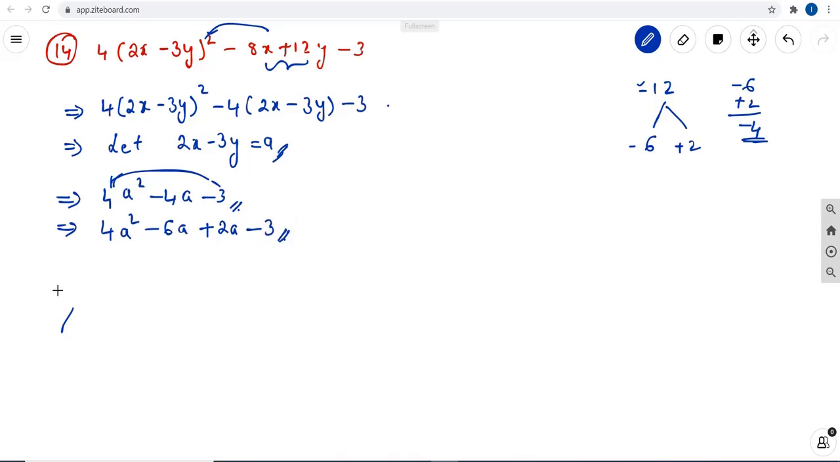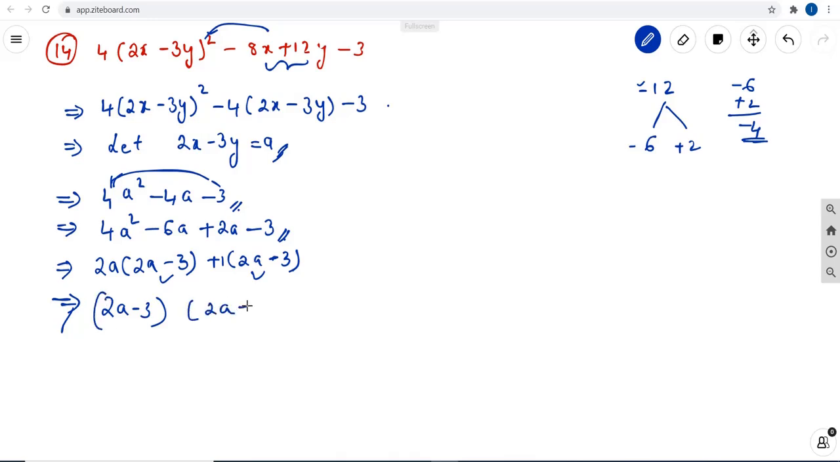Okay, so what can I take common here? For 2a I can take common. If I take 2a common, this will be 2a minus 3. So plus 1 I will take outside common, then this becomes 2a minus 3. Okay, so what is common in both the terms? This and this is common. I can take 2a minus 3 common, if I take this outside. So what is left? 2a plus 1.